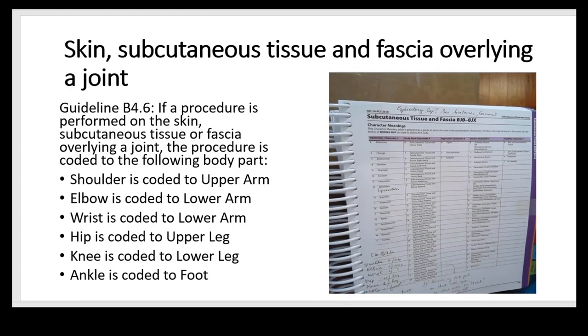Skin, subcutaneous tissue, and fascia overlying a joint. If a procedure is performed on the skin, subcutaneous tissue, or fascia overlying a joint, the procedure is coded to the following body part. These are just rules that we have to remember, and you can find them in your guidelines, or you can write them in your code book, as you can see on the screenshot from my code book, where I have written them down at the bottom: shoulder codes to upper arm, elbow codes to lower arm. Because when you look at the body part values, shoulder, elbow, wrist, they're not there. So you have to actually use the body part value that the guideline is telling you to use.